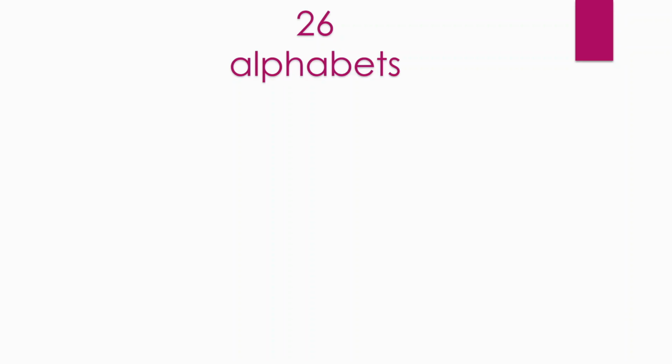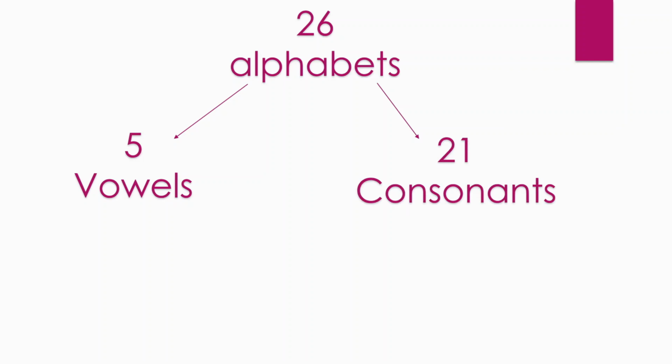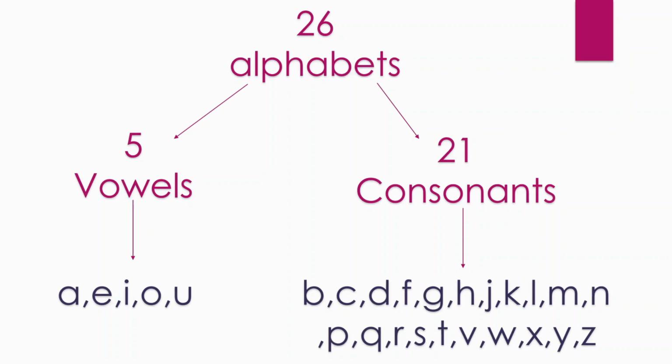In the previous lecture we learned that there are a total of 26 alphabets in English, in which 5 are vowels and 21 are called consonants. A, E, I, O, U are called vowels, whereas B, C, D, F, G, H, J, K, L, M, N, P, Q, R, S, T, V, W, X, Y, and Z are called consonants.